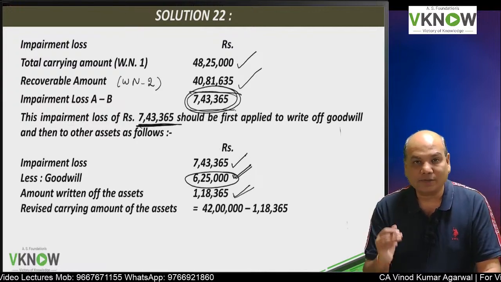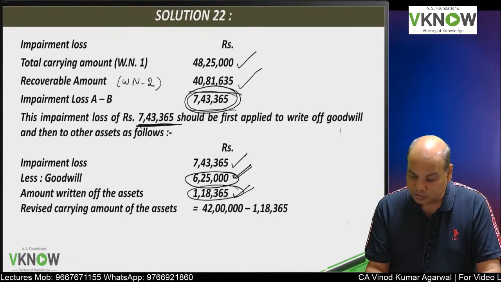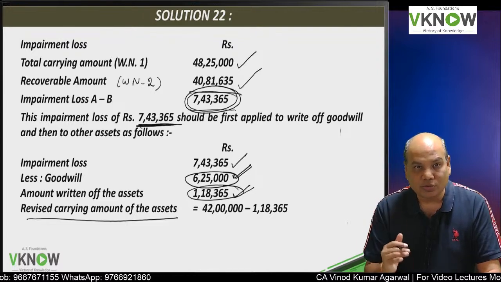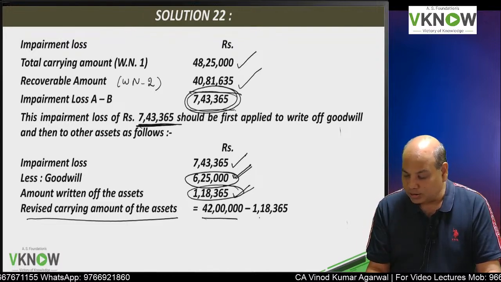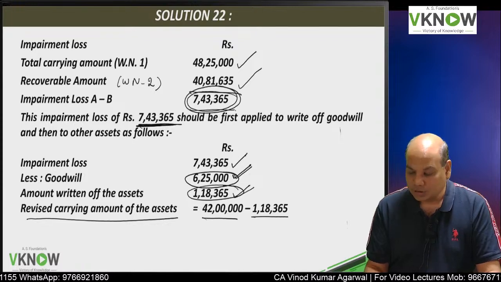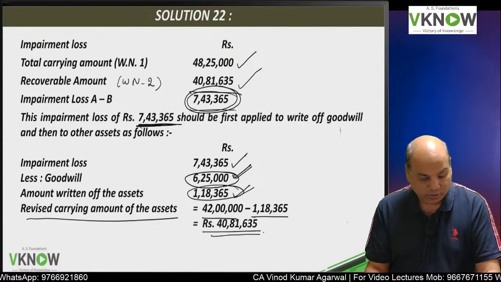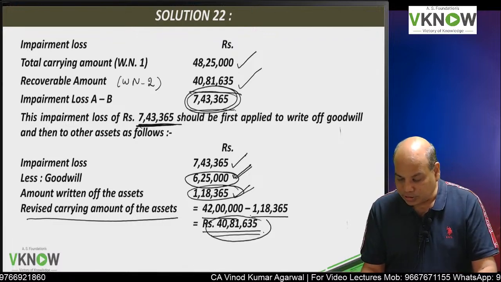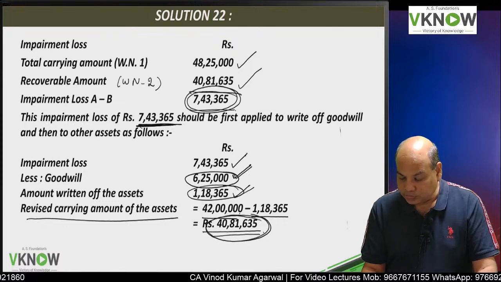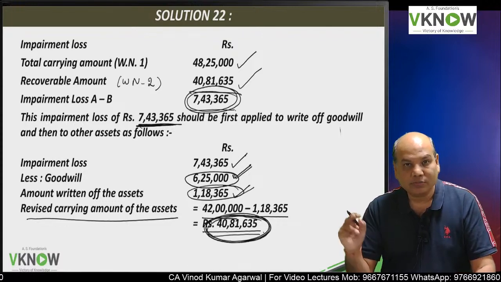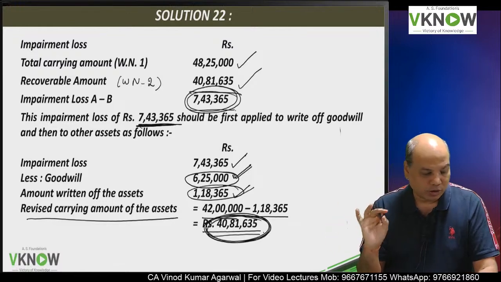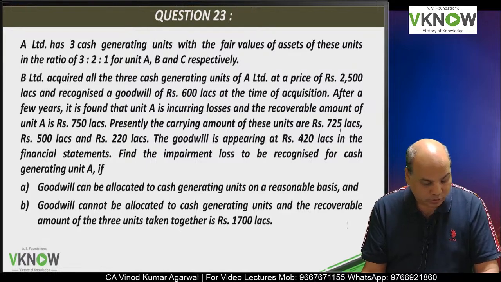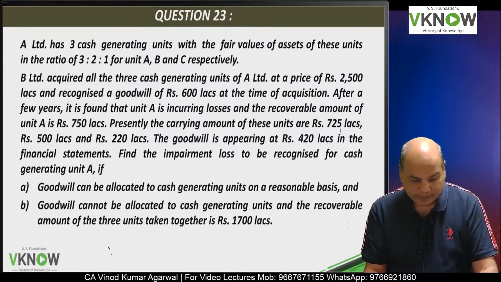1,18,365. After writing off 1,18,365, the carrying amount of the asset will reduce by 1,18,365, and now the carrying amount will be 40,81,635. What about the depreciation? Now this amount will be depreciated over the remaining 7 years, and goodwill balance has become 0. So let us go to next question number 23.